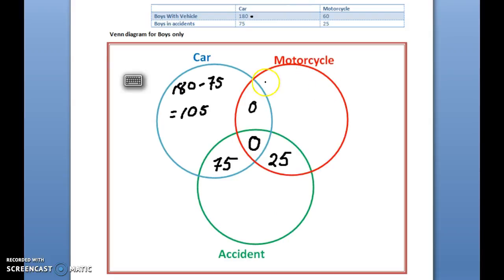Now look at the motorcycle. Since 60 total should go into this circle because there are only 60 students who have motorcycles. However, 25 of them got into accidents, so we need to subtract those. That leaves those who didn't get into accidents to go here. So 60 subtract 25 will give you 35.